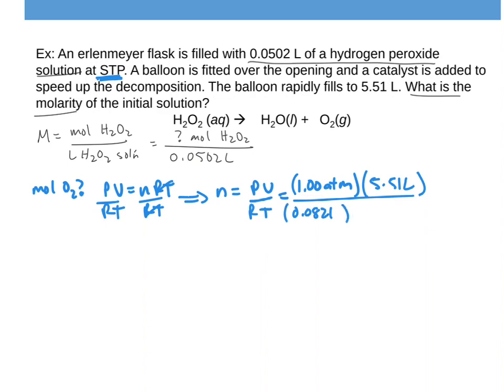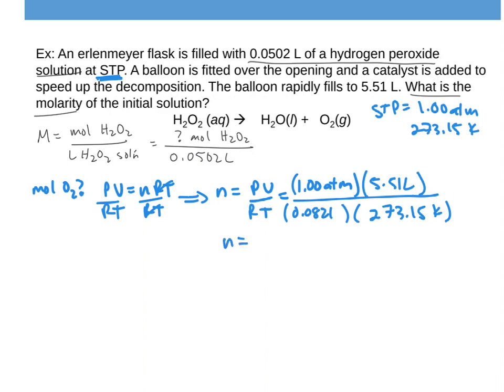I'm going to make sure everything's in atmospheres and kelvins. And then my temperature, again, is at STP, so I need to figure out what my temperature was. Remember that STP, like we said, is always 1 atmosphere, and it's always 273.15 Kelvin, all right, 0 degrees Celsius. And so that's going to tell me how many moles there are.